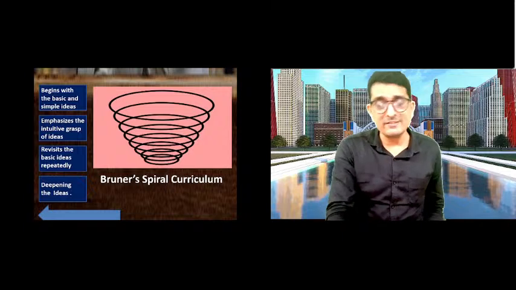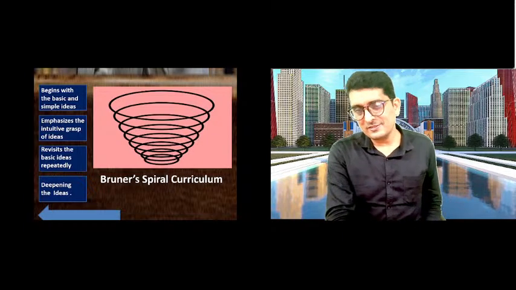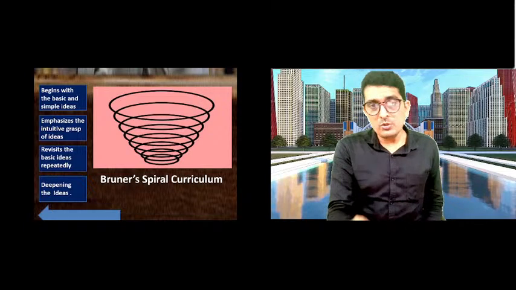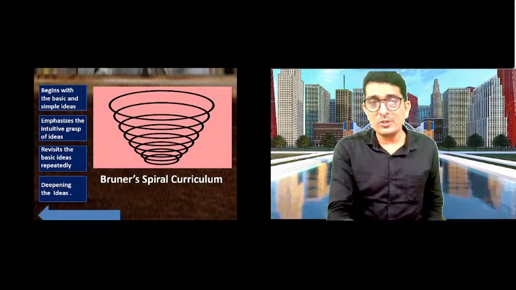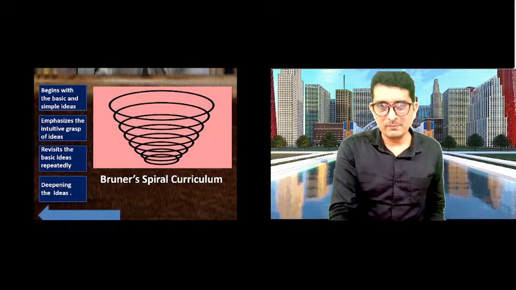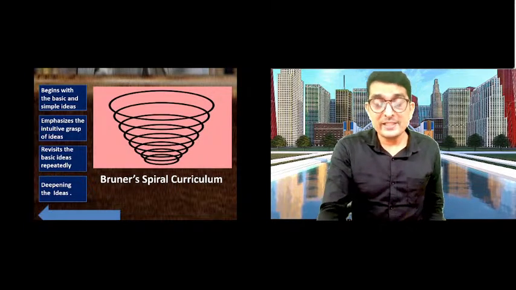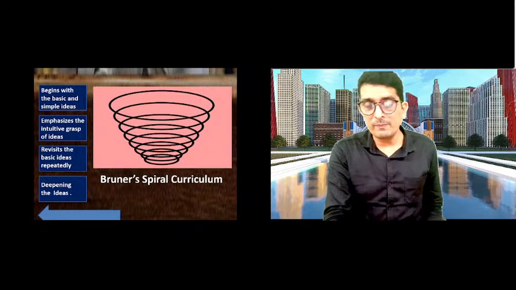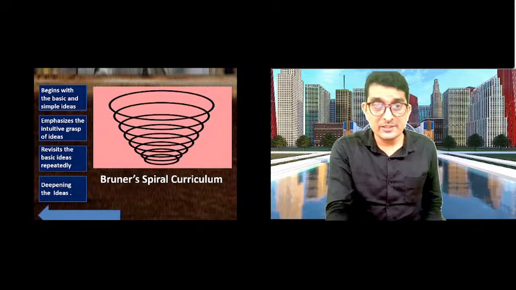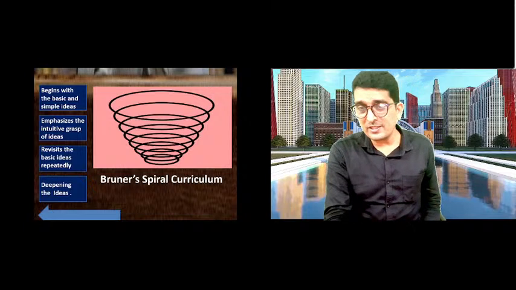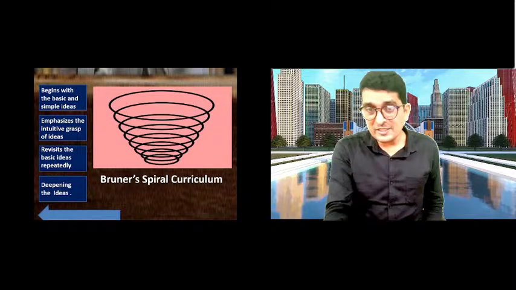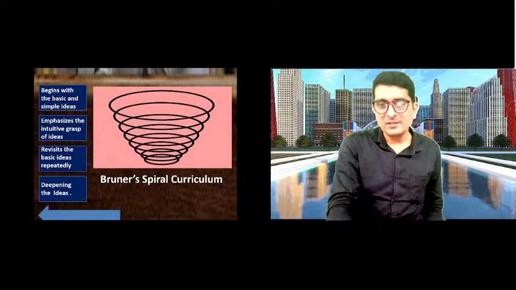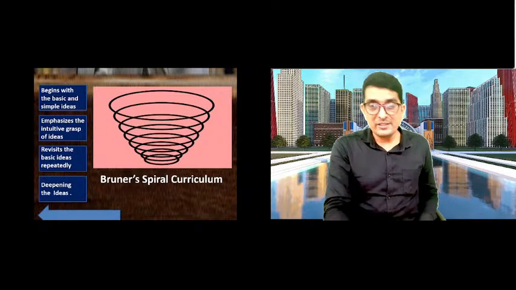Then you will stop there. Then you will start subtraction of one digit number. So basic ideas will be taught first. Then in the second standard, you will start addition of two digit numbers. And at the same time, revisit the basic ideas repeatedly. At the same time, you will come back and you will think about the addition of one digit number. And this is spiral curriculum.